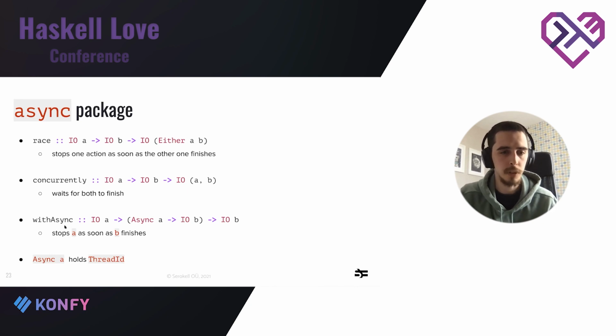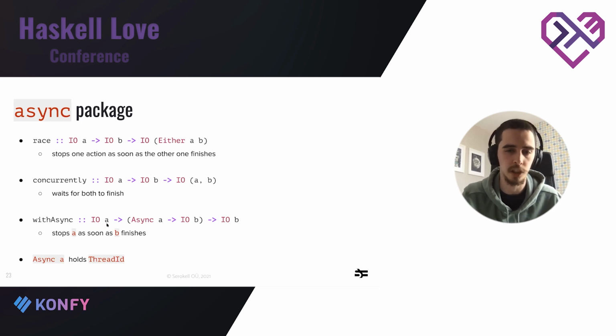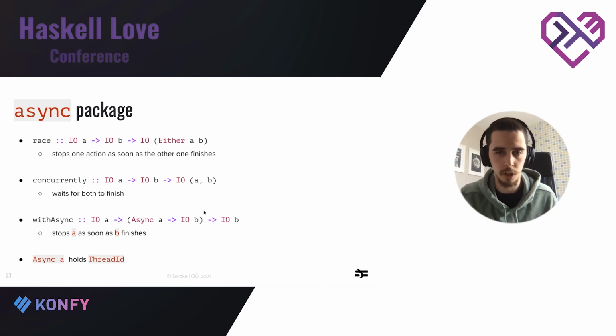Apart from that, there is this async function, which we mentioned previously. It's not symmetric in A and B, so it stops the IO_A action whenever IO_B stops, but it doesn't do anything special when IO_A stops. And the async A argument passed to this callback holds the thread ID for this thread and something else that is not relevant here.